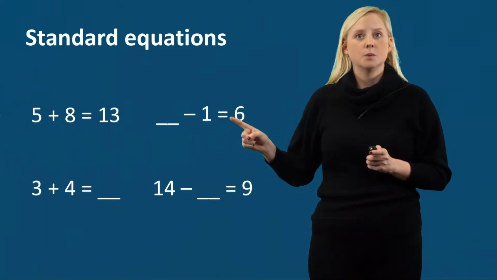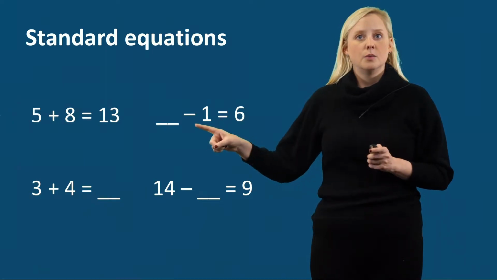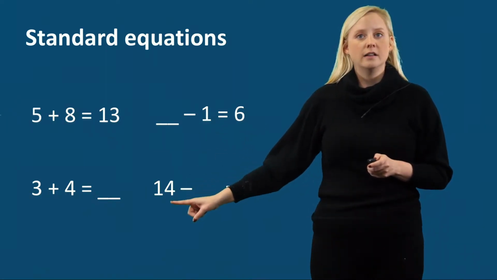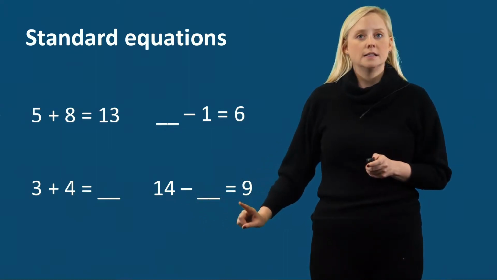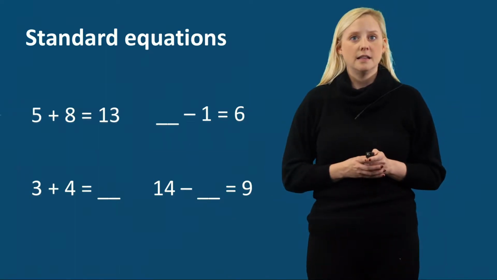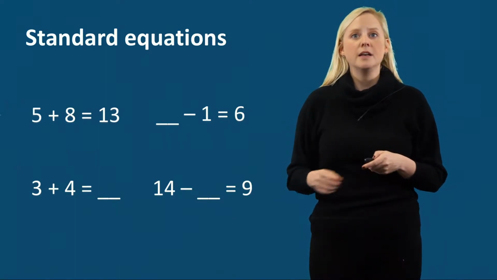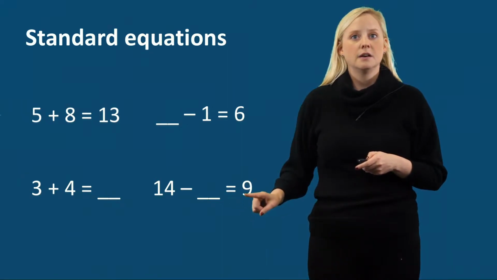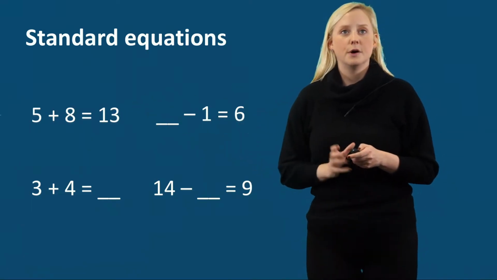Here, blank minus 1 is the same as 6. We see that the minus is on the left side of the equal sign. In this final example, 14 minus blank is the same as 9. Again, we see the operator symbol falling on the left side of the equal sign. Another way to think about this is that the equal sign or same as sign is the second to last thing you see. So it's right before our difference here, and it's right before our sum over here.